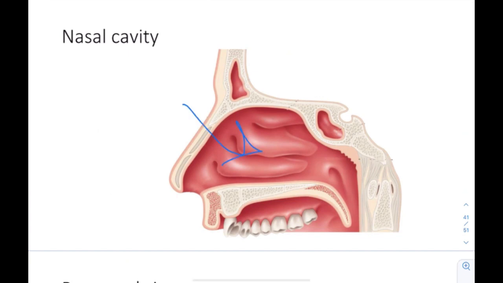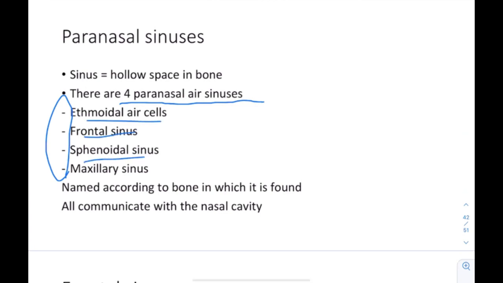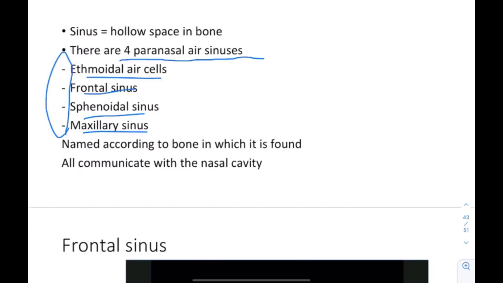Nasal cavity, this here is the nasal cavity. You have the olfactory nerve here, which senses smell. The paranasal sinuses are hollow spaces in the bones of the skull, and there are 4 paranasal sinuses that are paired. They consist of these 4: the ethmoidal air cells, the frontal sinus, the sphenoidal sinus, and the maxillary sinus, and they're named according to the bone in which they are found. And they all communicate with the nasal cavity.